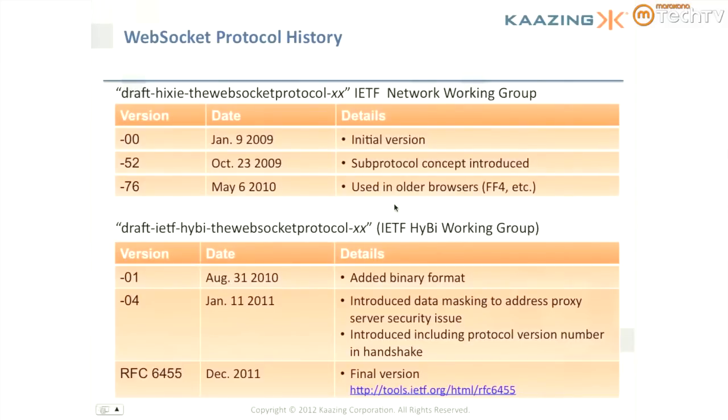The first browser was Chrome, in late 2009, and it was added to Safari. And then it changed working group, so it started again at 0, so 76 equals 0, and they started working again on new features. We now have an official RFC since December, so that's great, and it also added a lot of new features like binary support.